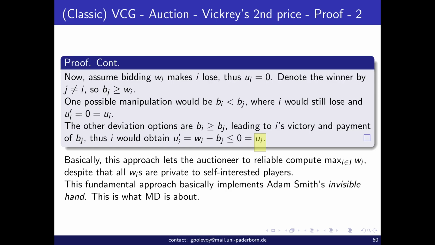Because you pursue your own utility, and it's dominant for you, it's really dominant to tell the truth. And when you tell the truth, the mechanism optimizes the social good. So that's a way to implement that. And that's actually what mechanism design is about, usually. It's kind of a very basic case of all those problems of mechanism design.